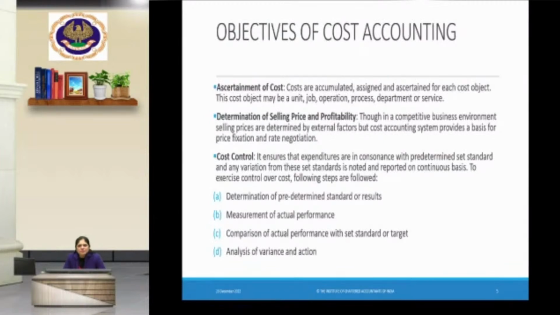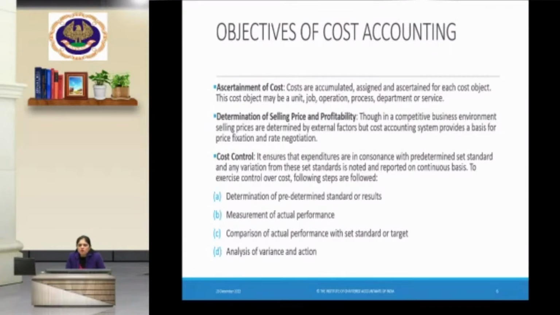Ascertainment of cost, of course, how are the costs ascertained? We accumulate the costs first. We gather all the costs here and there, we accumulate all the costs, we assign the costs, and then we ascertain it for each cost object. This cost object may be a unit or a job or operation or process or department or service. Let us say we want the cost of a product. Every cost will be accumulated and then it will be ascertained.